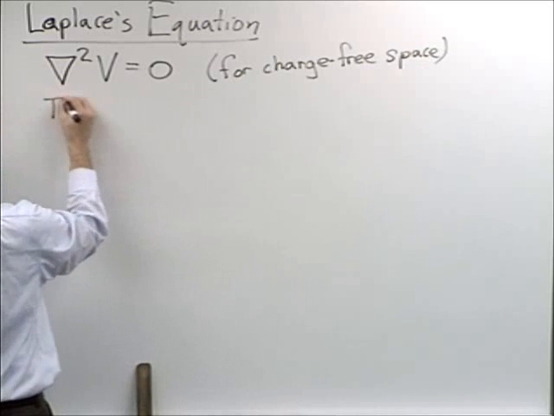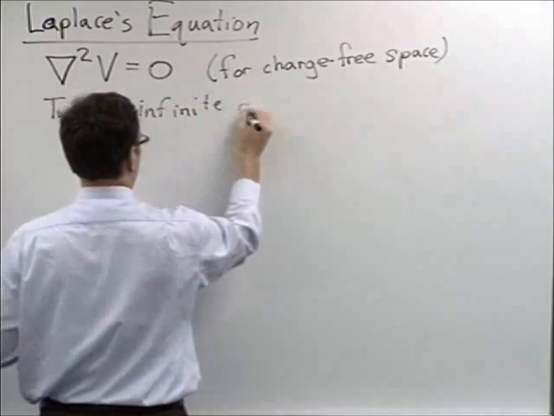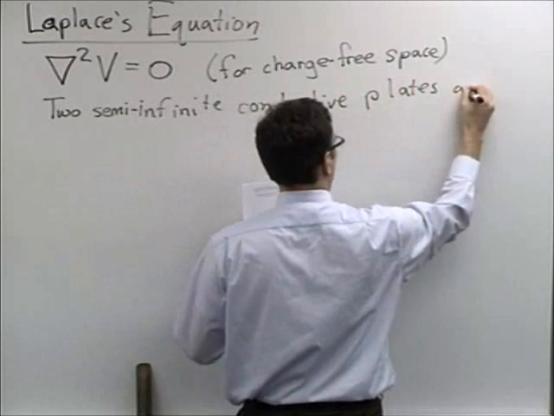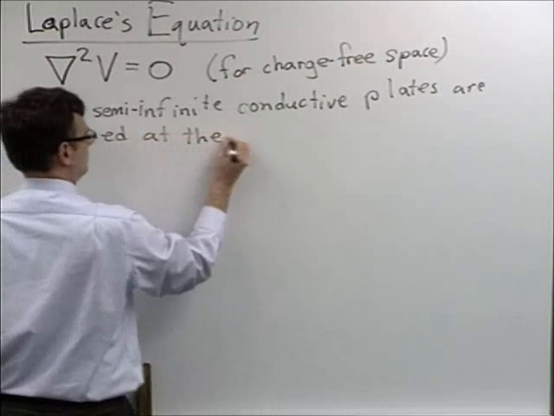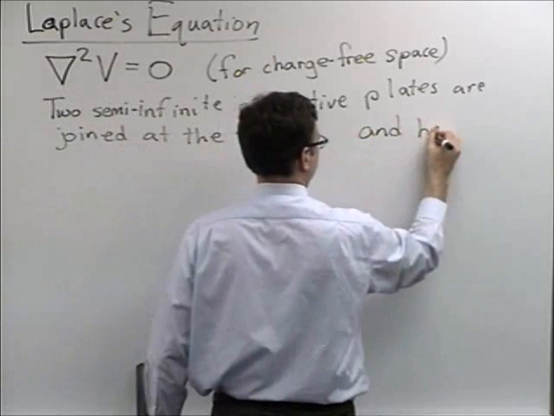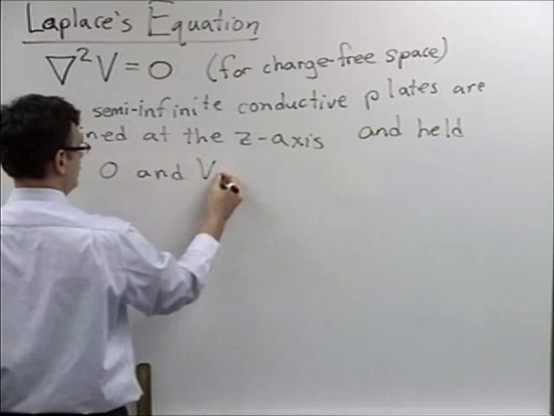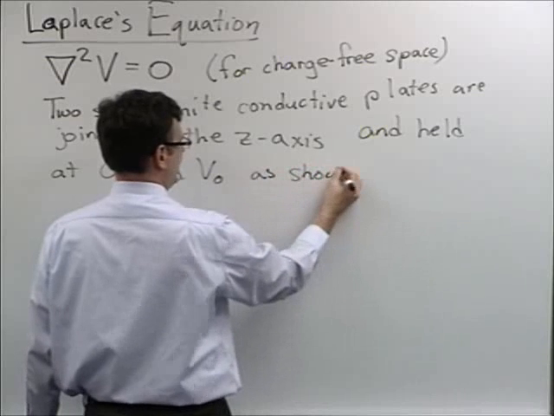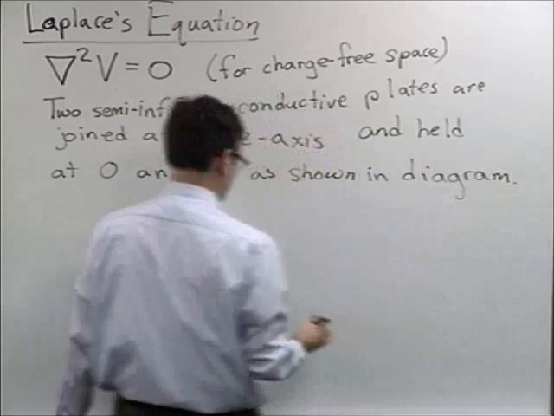And the problem goes something like this. Two semi-infinite conductive plates are joined at the z-axis and held at 0 and V0 voltage as shown in the diagram. So the problem looks like this.